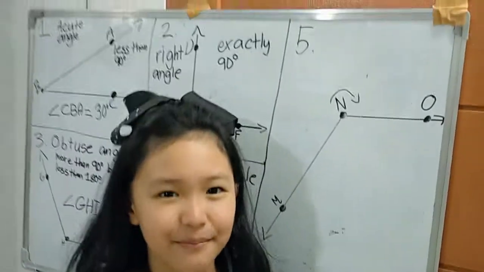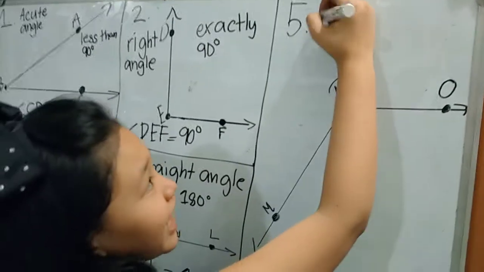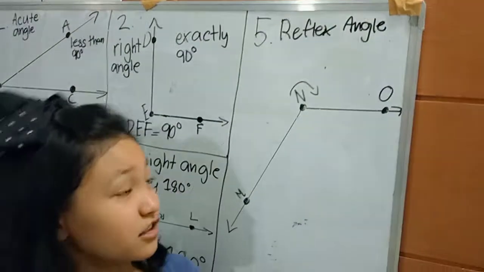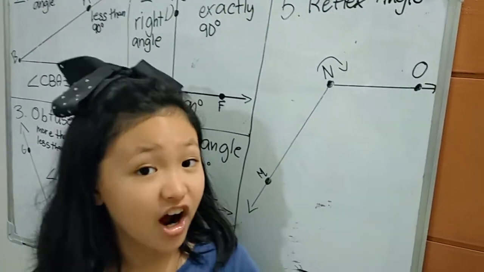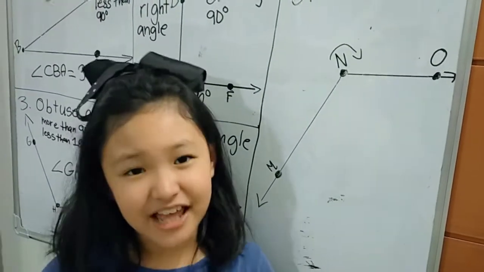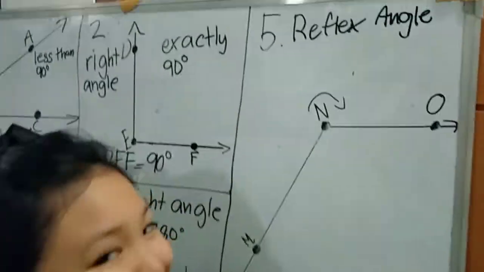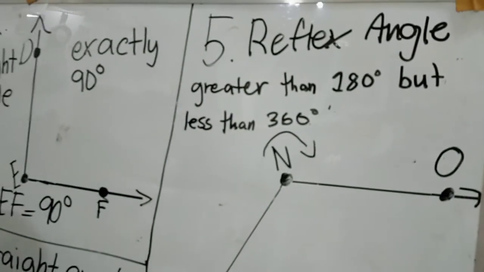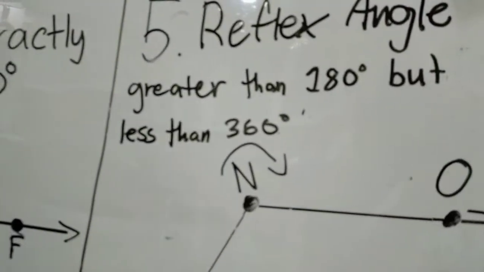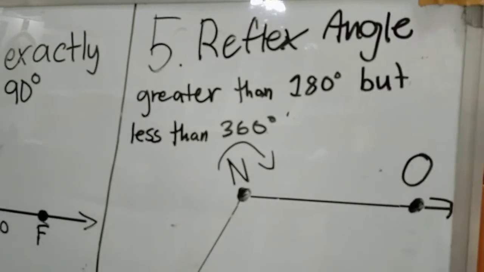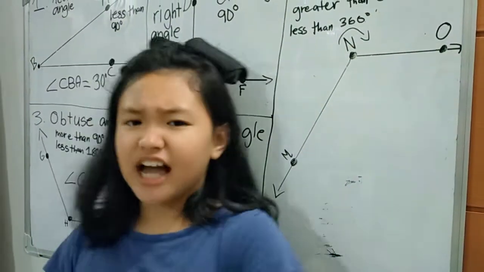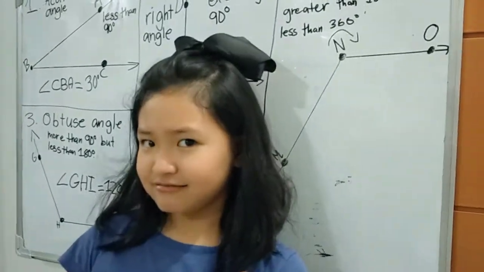Fifth and last type of angle, reflex angle. Reflex angles measure more than 180 degrees but less than 360 degrees. Again, reflex angles measure greater than 180 degrees but less than 360 degrees. Let's see if this is really a reflex angle.